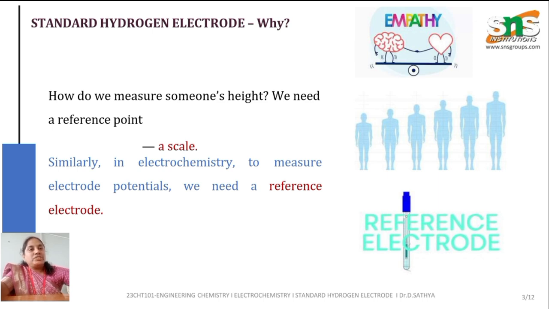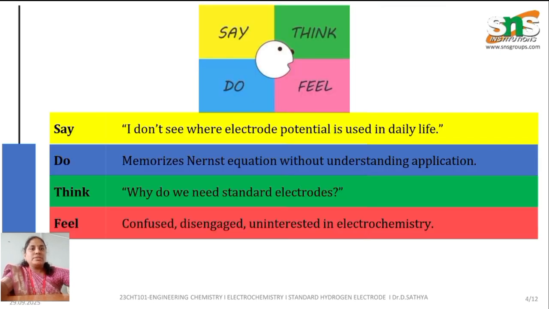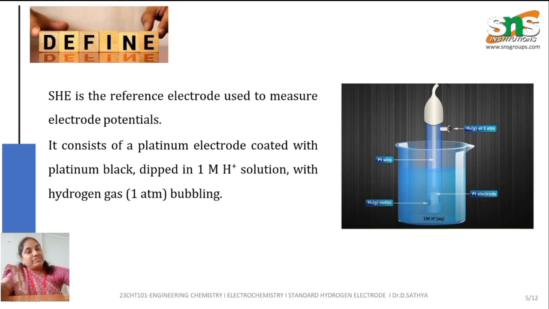So how do you measure someone's height? We need some reference point. That's why we use a scale. This is a meter, and height will be measured in centimeters. So we have a reference point to measure someone's height. In all things we have some reference to find out the exact value. Similarly in electrochemistry, to measure the electrode potential we need a reference electrode. That's why we use the standard hydrogen electrode as a reference electrode to find out the electrode potential. So the standard hydrogen electrode is one of the reference electrodes.